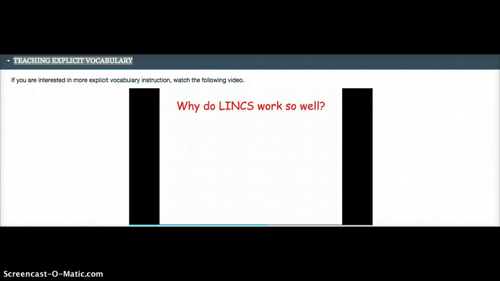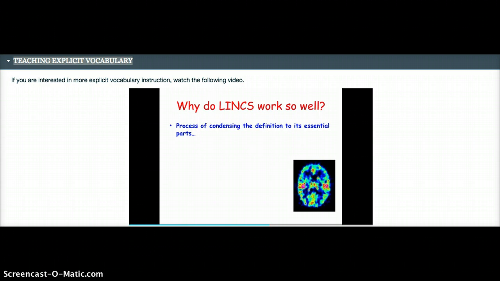So why does the link strategy work well? Well, we know what it does is it condenses the definition to its essential parts, right? It breaks it down. It focuses the student's attention on what is important. It causes elaboration via summarizing different strategies.